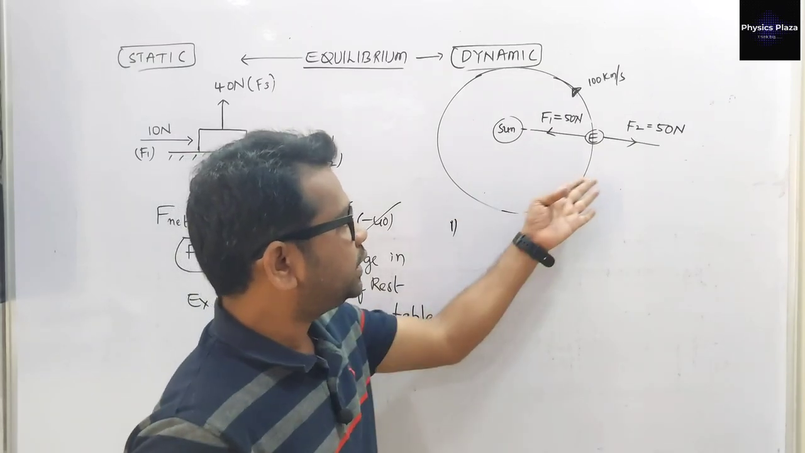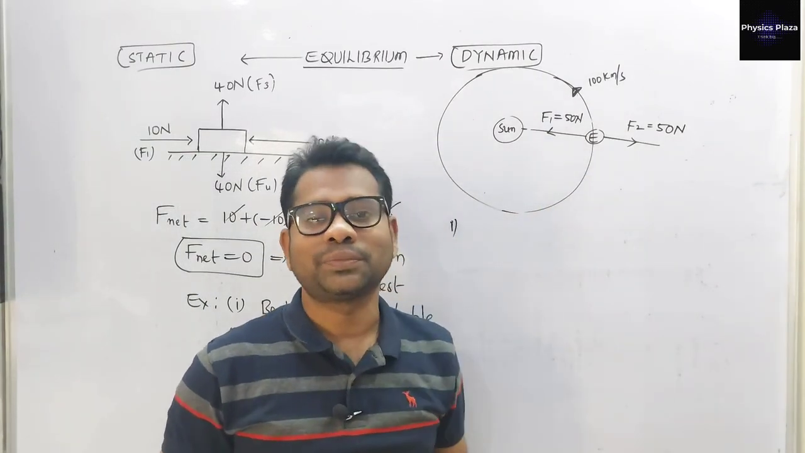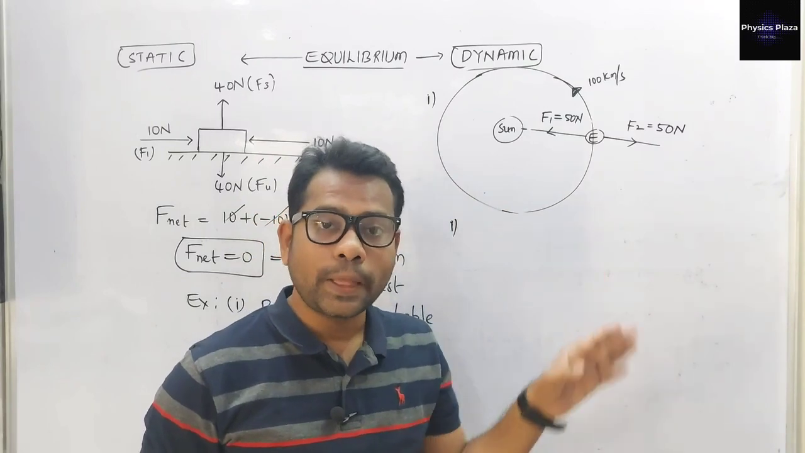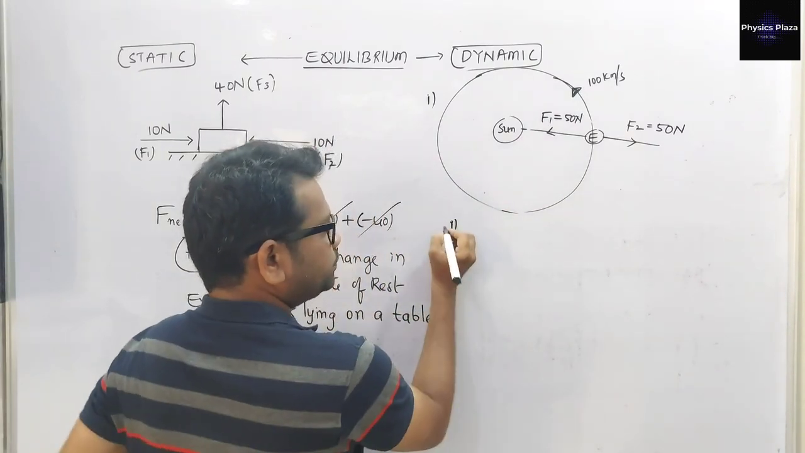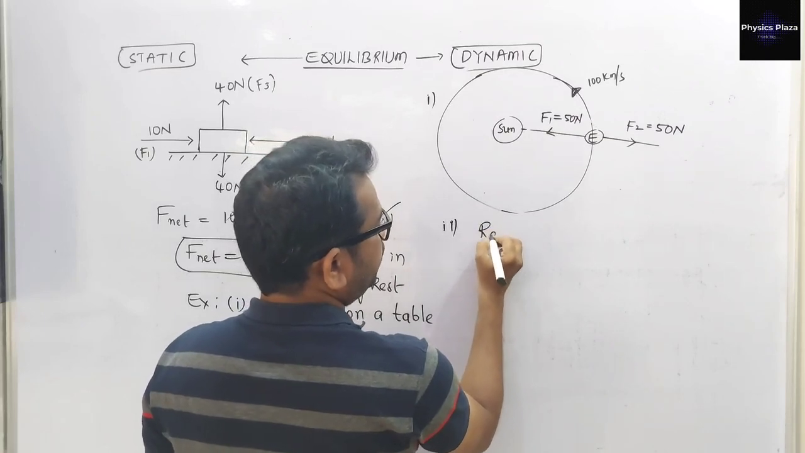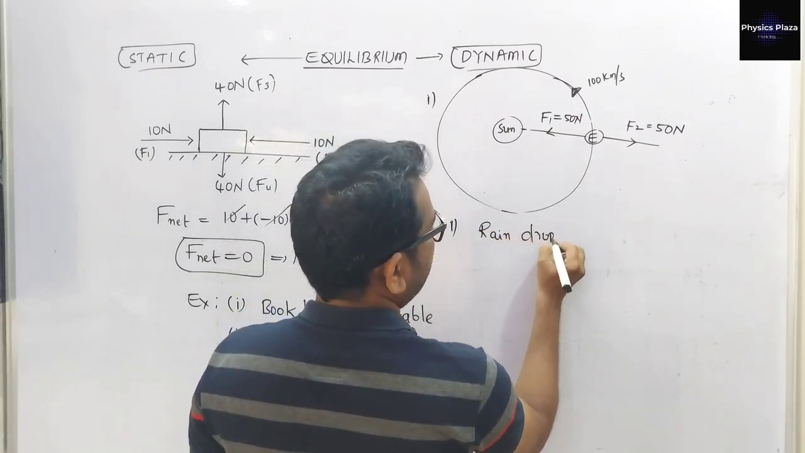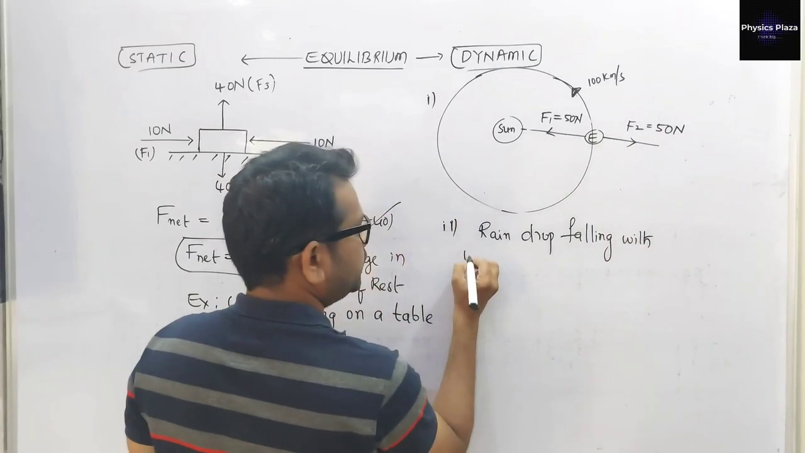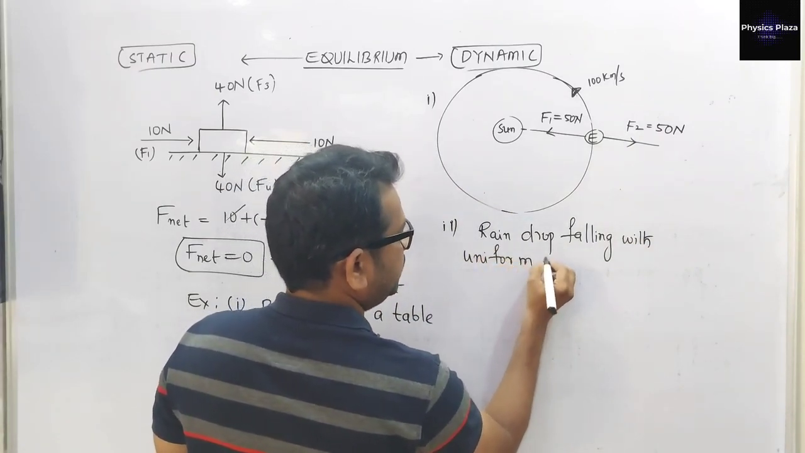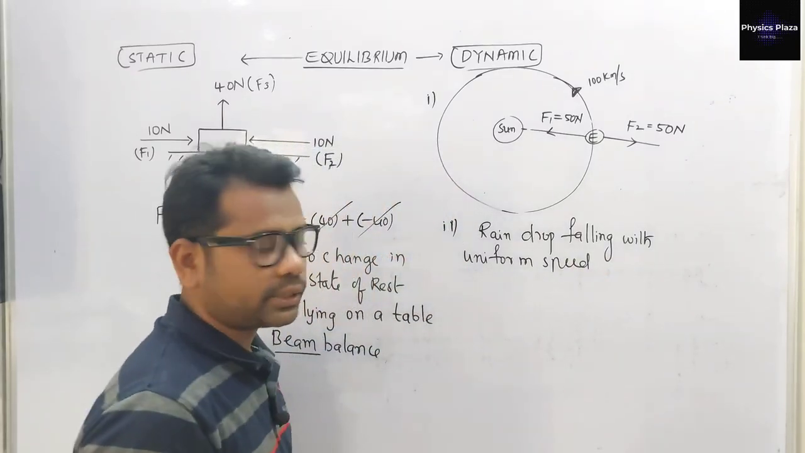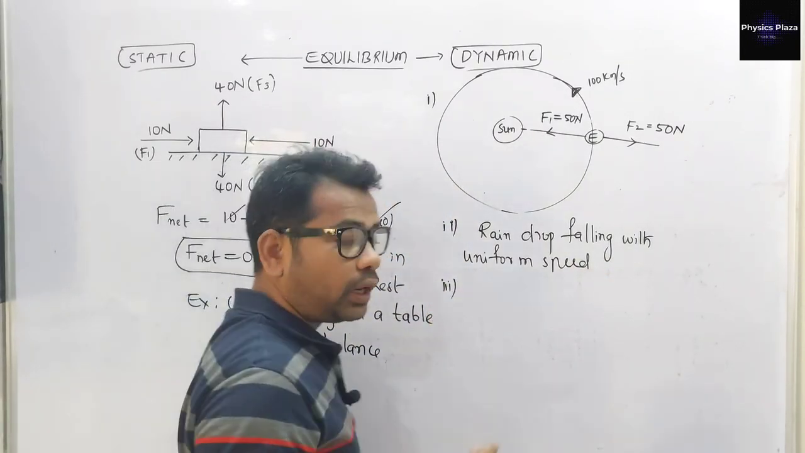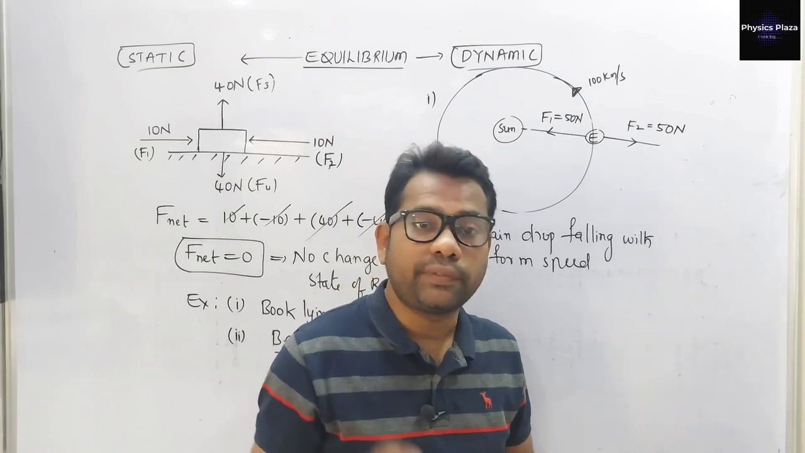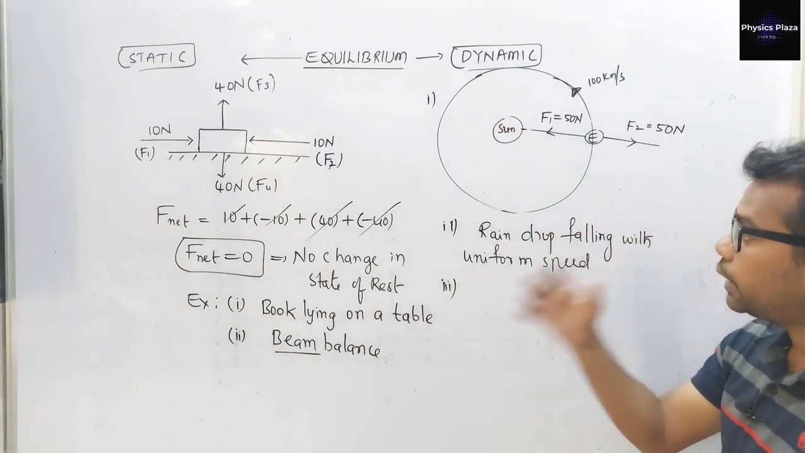Now, children, come to dynamic equilibrium. Examples: Earth revolving around the sun, or the moon revolving around the Earth. Second, a raindrop falling with uniform speed is a best example. And the third one, an aeroplane flying at a constant height. From an examination point of view, examples are very, very important. So that is equilibrium and its types.